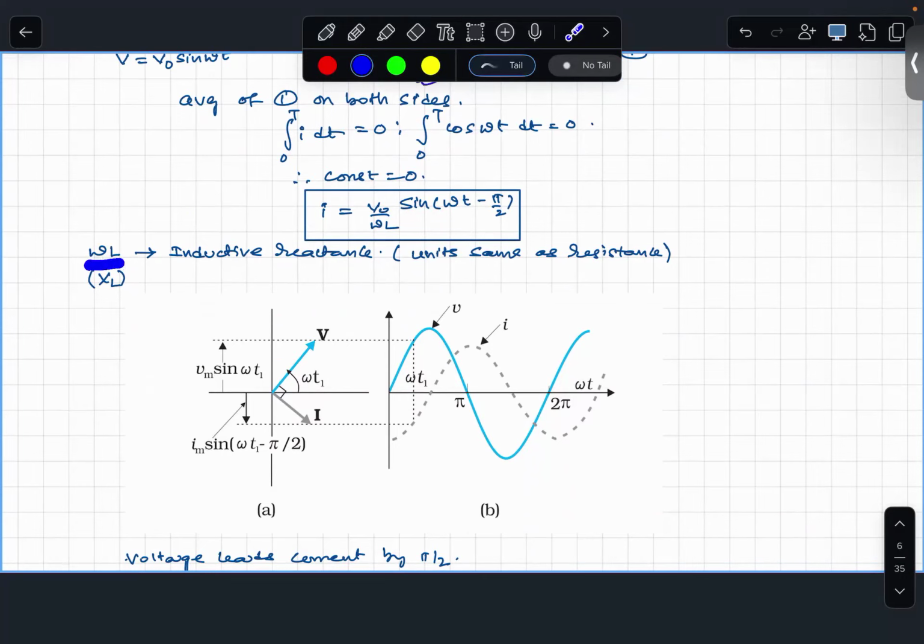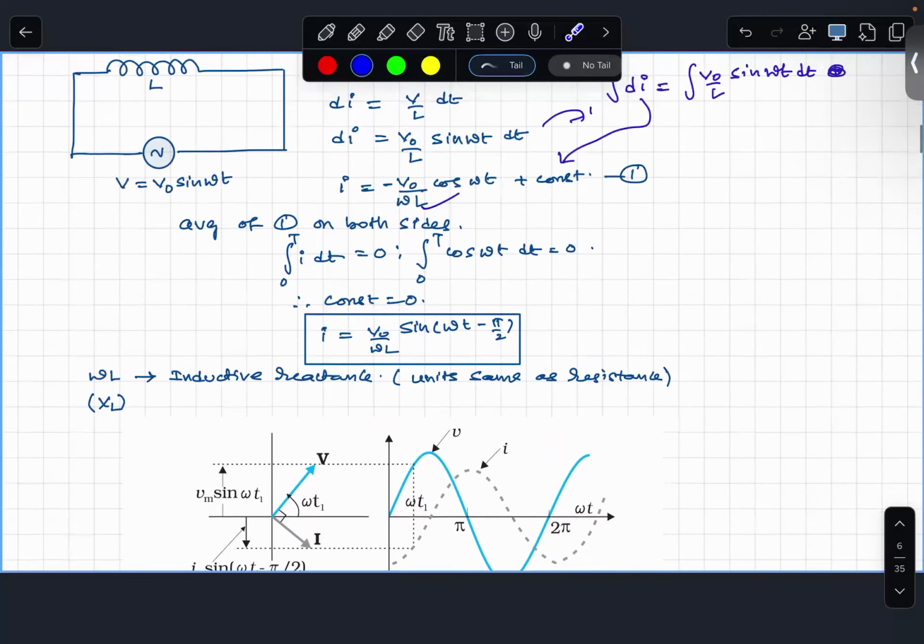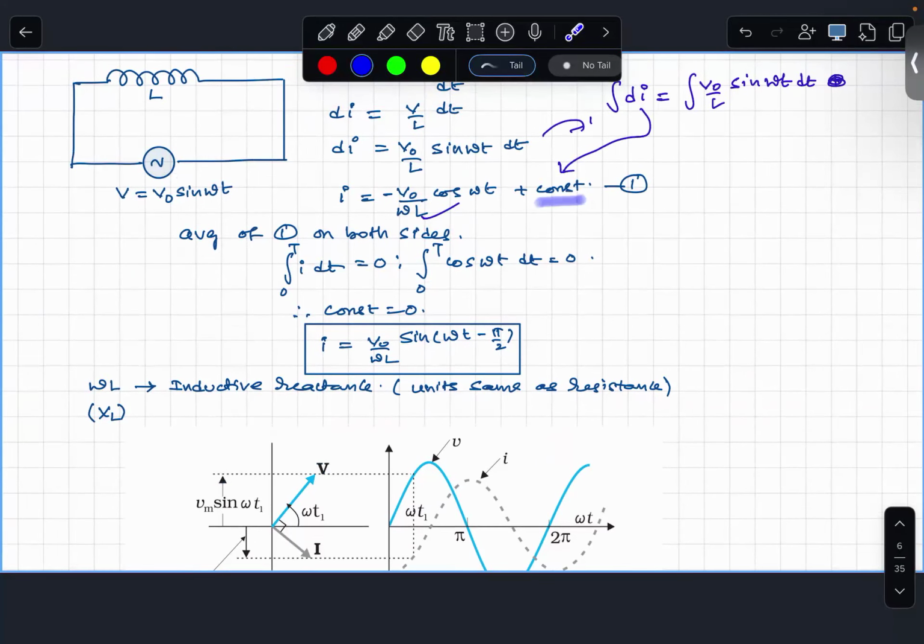Here, omega L term is what I am getting over here. By the way, you said the constant is zero. And I can write minus cos omega t in one form like sin omega t minus pi by 2. Agreed? Sin omega t minus pi by 2. By the way, what is this term that you are observing over here? Usually, V naught by omega L is the peak value of the current.